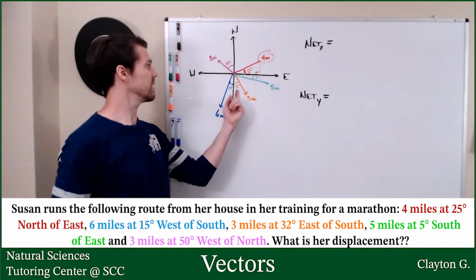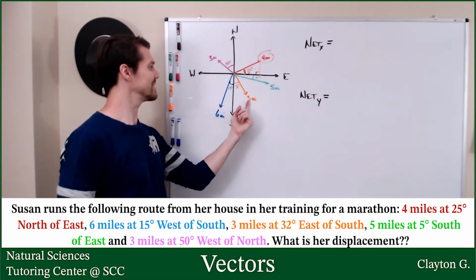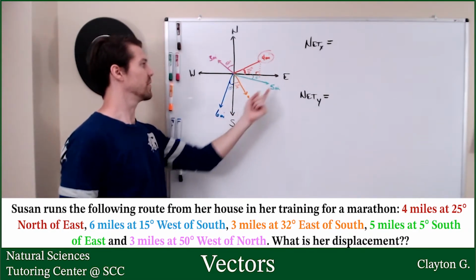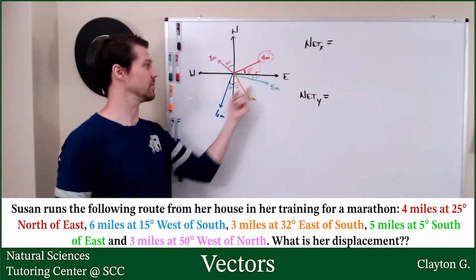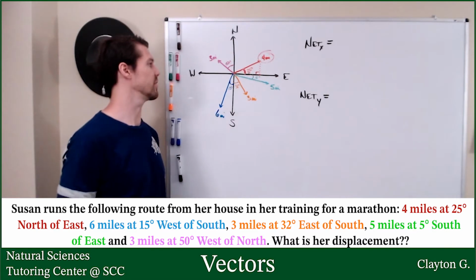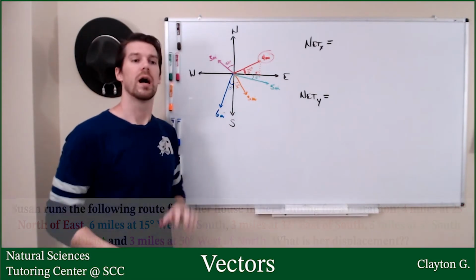So you can see here, not all of them were the same. This one is east of south. This one is south of east. Those are two very different things, as you can see, denoted by these different angles here. Okay, so that's one thing just to be wary of.